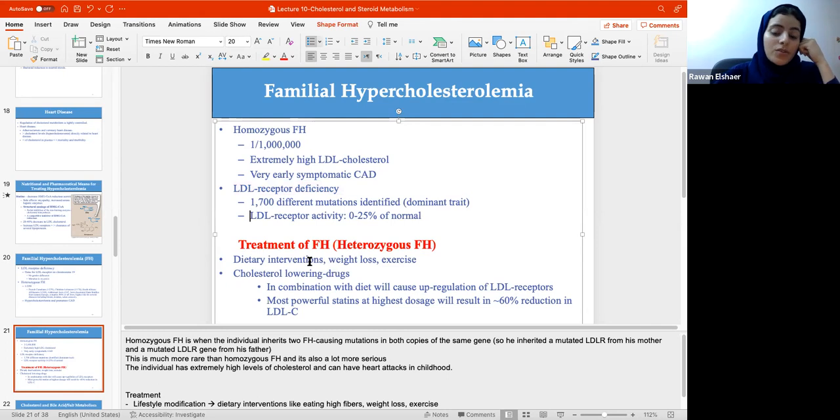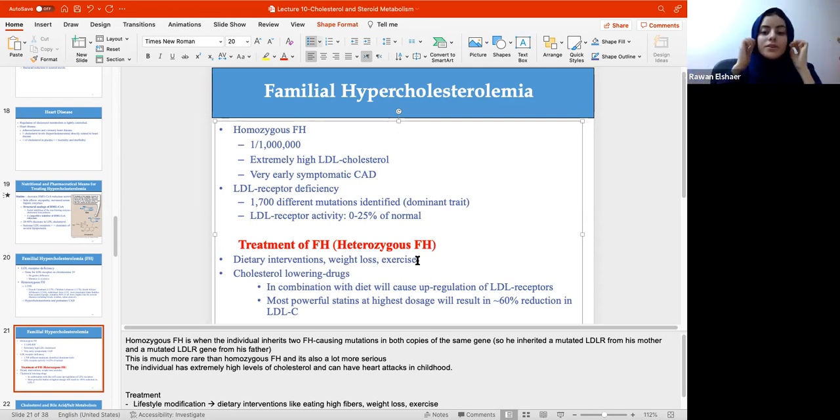Now the treatment. For the homozygous form, I think dietary measures and all this probably won't help because it's so severe, so it has a different management plan. But for the heterozygous form, dietary interventions, weight loss, and exercise are important. These are generic things that you need to keep in mind. They're usually very good for lowering cholesterol levels.